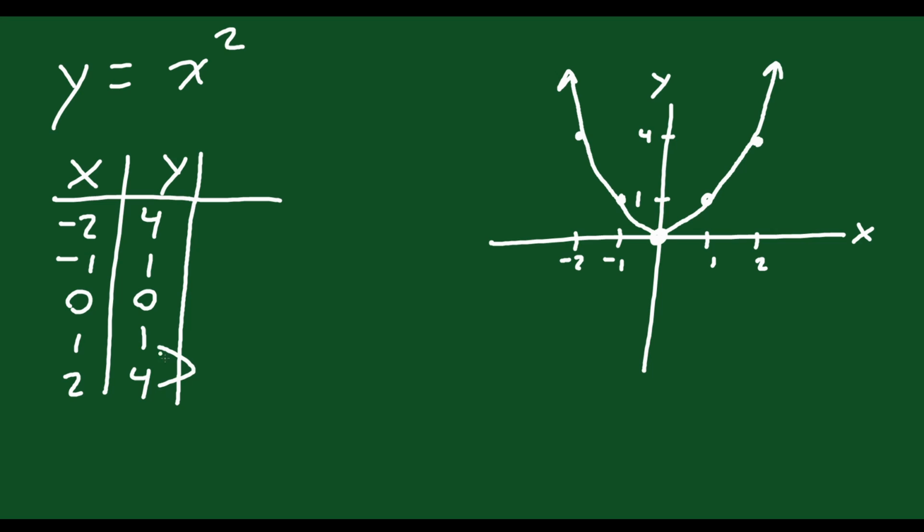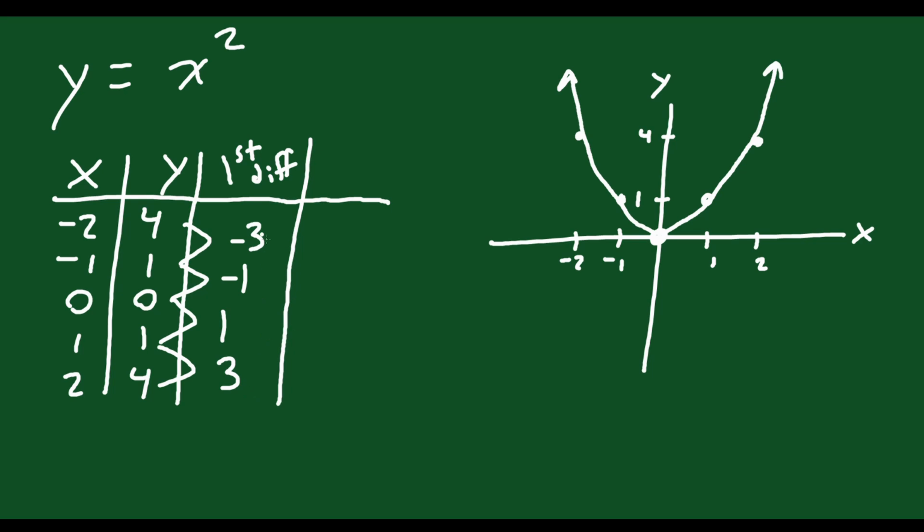If you do 4 minus 1, you're going to get 3. If you do 1 minus 0, you're going to get 1. If you do 0 minus 1, you get -1. If you do 1 minus 4, you get -3. These are the numbers that we would refer to as the first difference. If these numbers were all the same, it would mean that we have a linear equation, or a straight line, but they're not the same, so we don't have that.